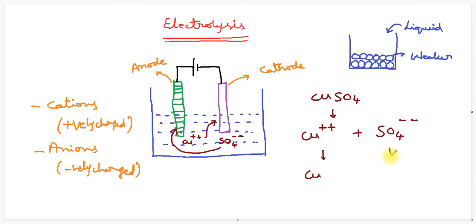But SO4 has an excess of electrons and gives these two electrons to the anode and becomes SO4. But the problem with SO4 is that it is a free radical. It won't exist simply. It has to combine with some other element. So based on the anode, the reaction will occur.